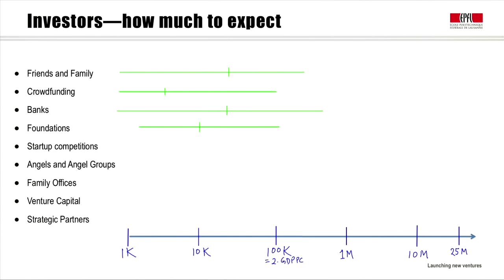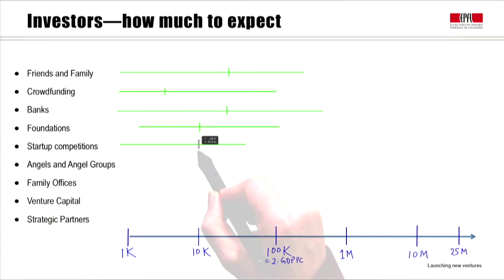Startup competitions. This is a contest where you pitch your idea and you can win prizes. Prizes are usually on the order of $10,000, and they could range anywhere from 1,000 up to 50,000, somewhere in that neighborhood. For angels and angel groups, there's actually a distinction. We're going to draw a distinction here between an individual angel and a group of angels working together.